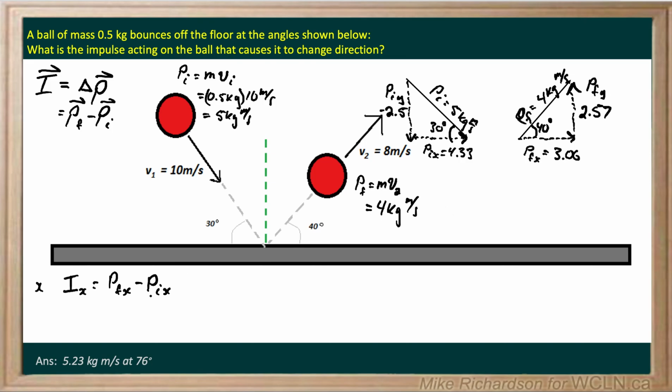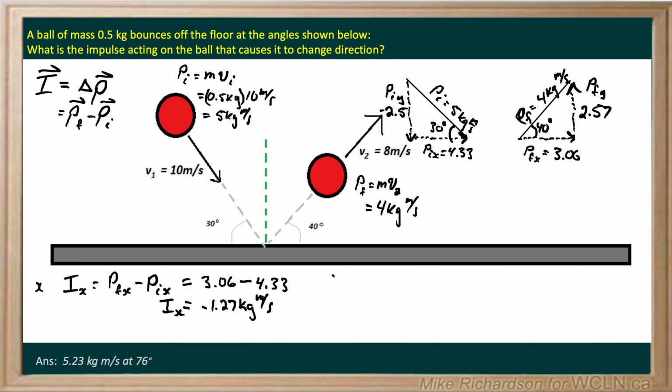All right, we're focusing on the x's to start. So we're going to go P final x minus P initial x, but we've got to watch the signs. Fortunately, they're both positive in this case. So I go 3.06 minus 4.33, final minus initial, and I get a value of negative 1.27 kilogram meters per second. So now I know the x component of my impulse.